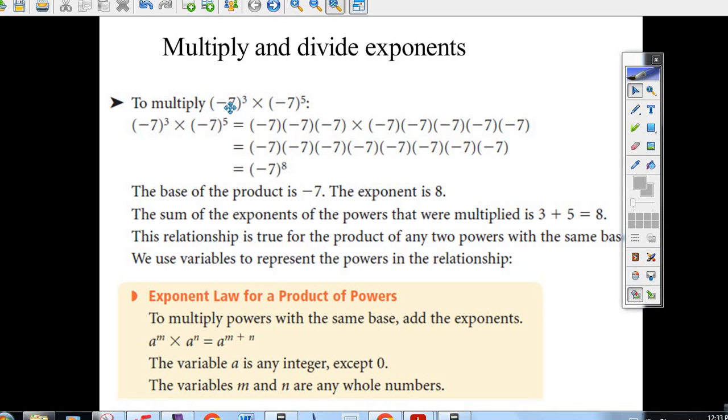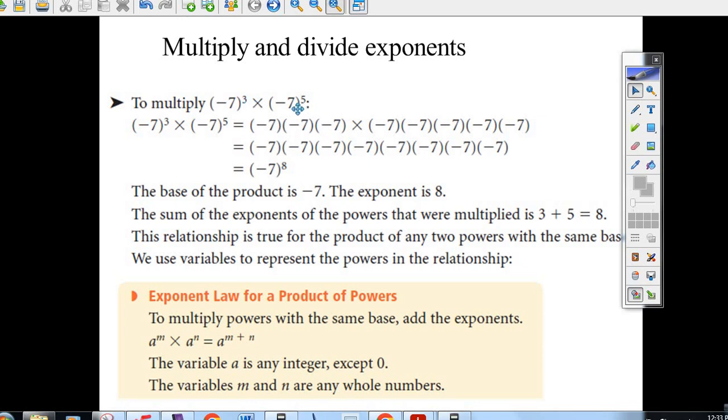See this bracket and this minus 7 and this little 3. What does it mean? Well, it means minus 7 multiplied by minus 7 multiplied by minus 7. You know, when you put brackets next to each other, it means multiply. So when you see minus 7 cubed, it really means 3 minus 7s multiplied together. Exponents are about repeated multiplication.